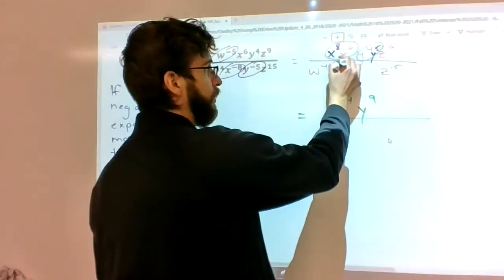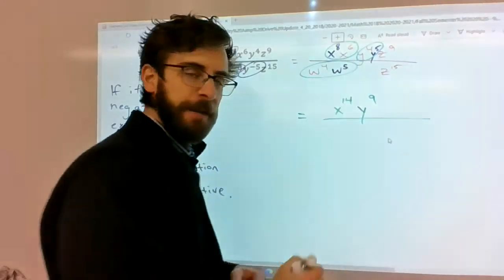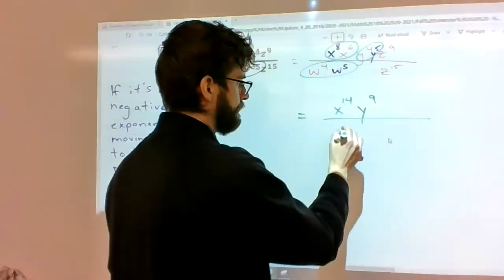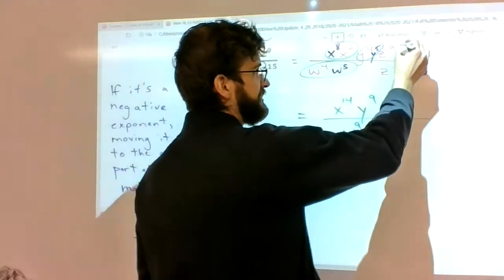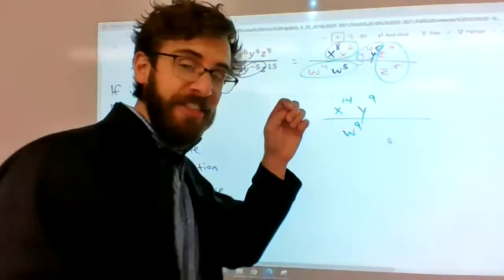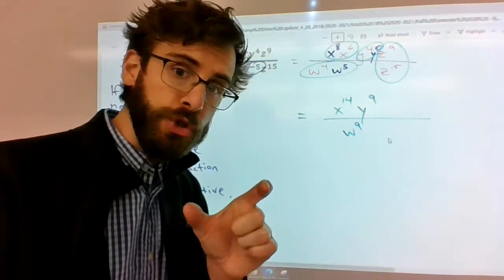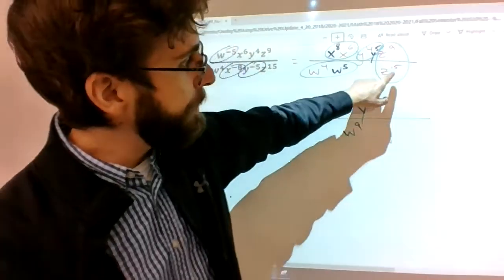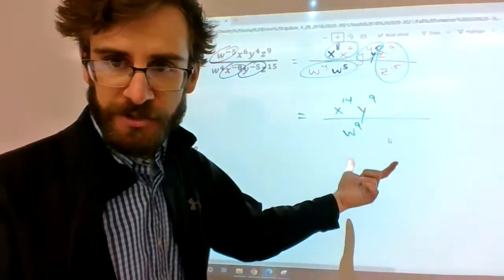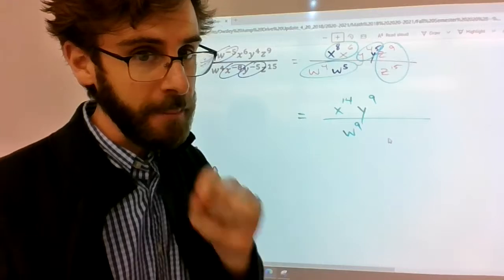The w to the 4 times w to the 5, that's going to be w to the 9 on the bottom. And then z to the 9 over z to the 15, they're in separate parts of the fraction, so subtraction is what we want. The bigger of the two is in the bottom, so our answer is going to be z to the 6 on the bottom.